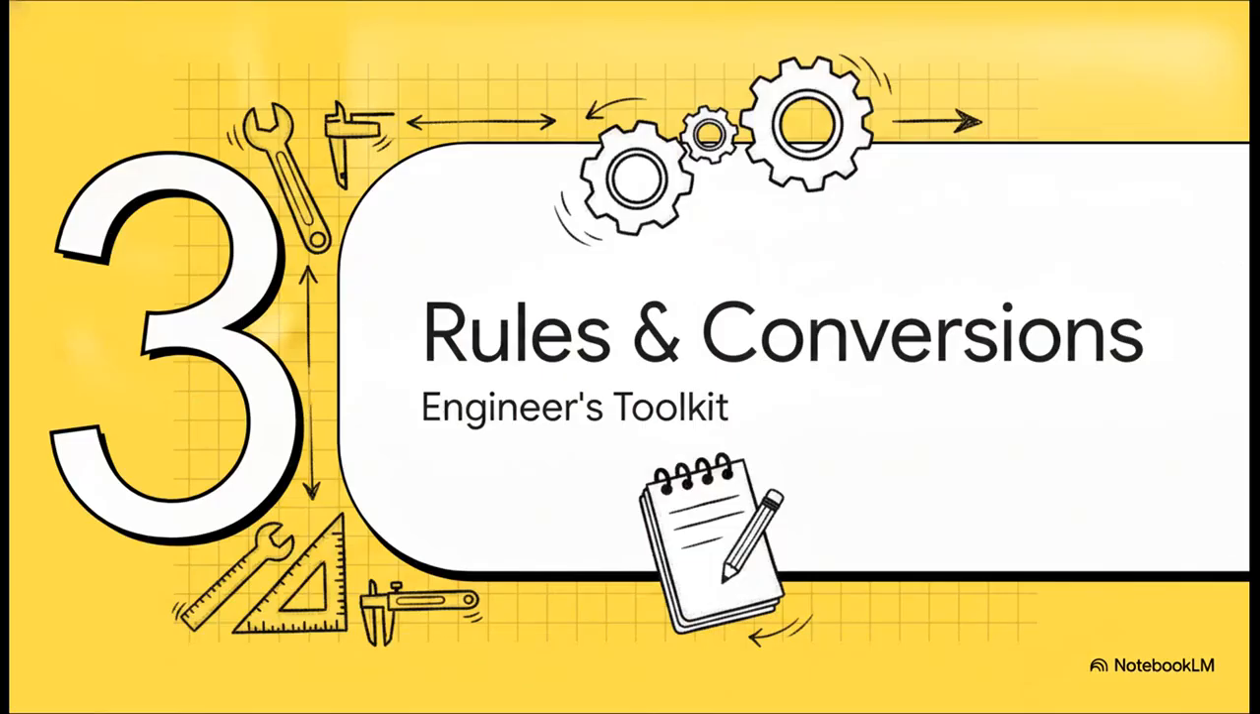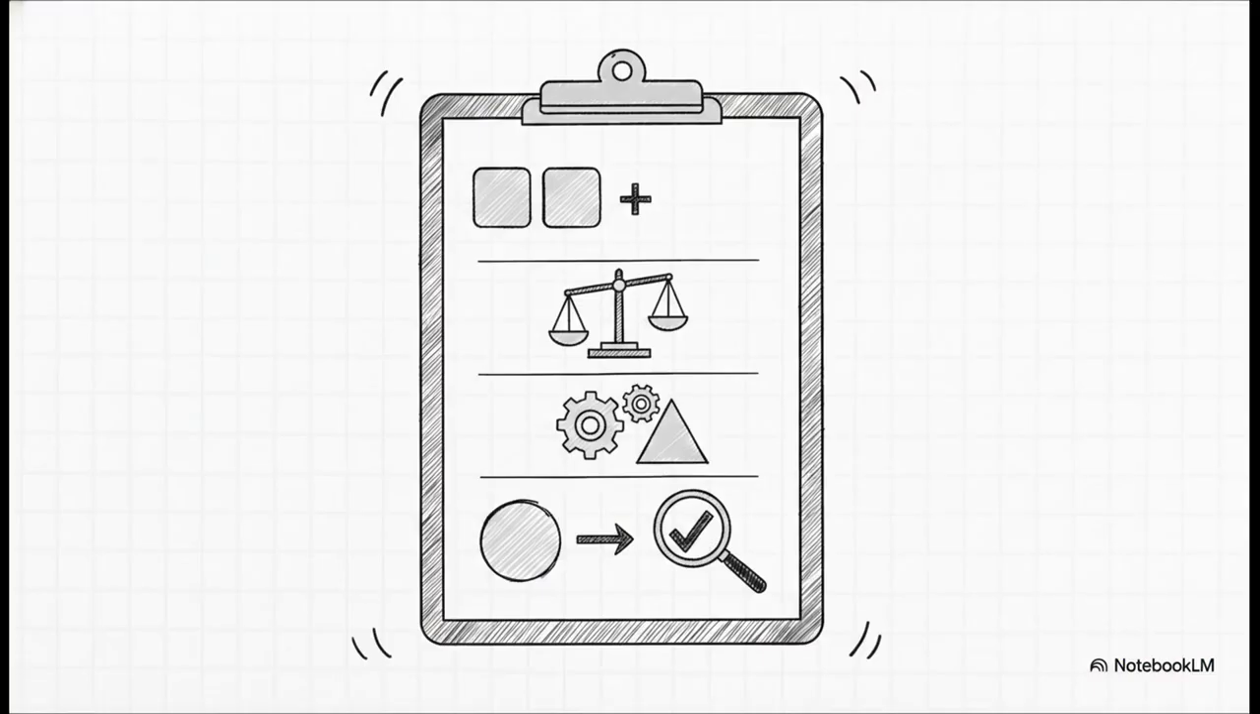Section 3, Fundamental Rules and Conversions, the Engineer's Toolkit. So the crucial point is grasping these 5 foundational rules. Number 1, you can only add or subtract quantities that have identical dimensions. 2, both sides of your equation must match perfectly. 3, you multiply and divide dimensions according to standard algebraic rules.